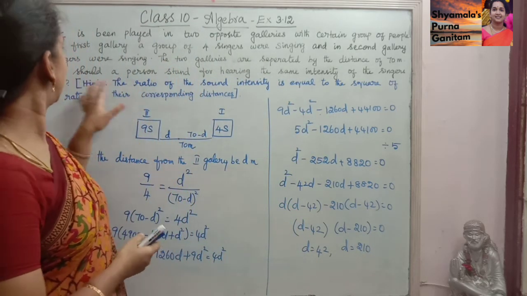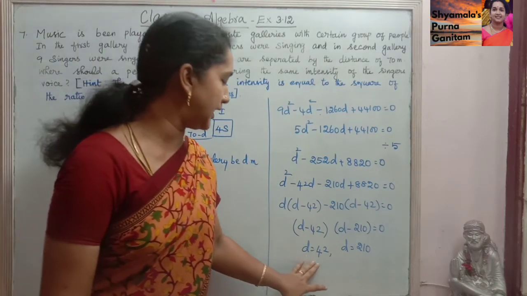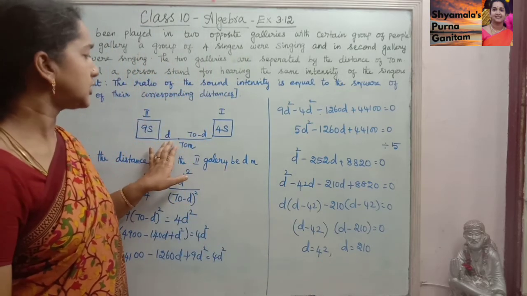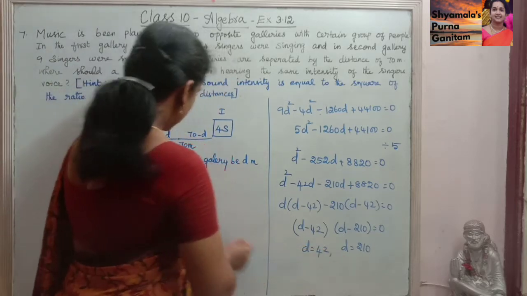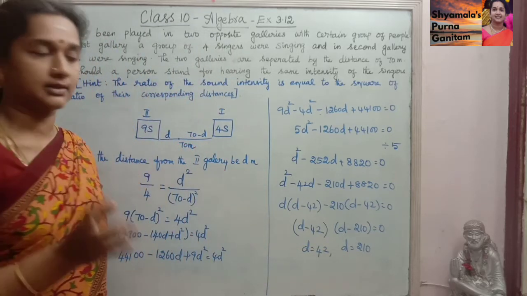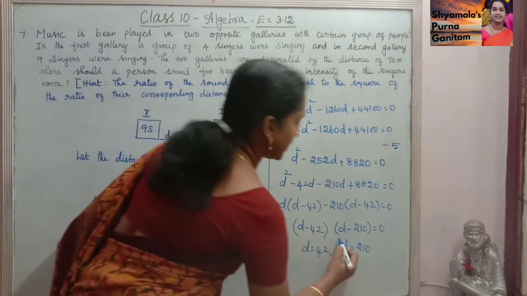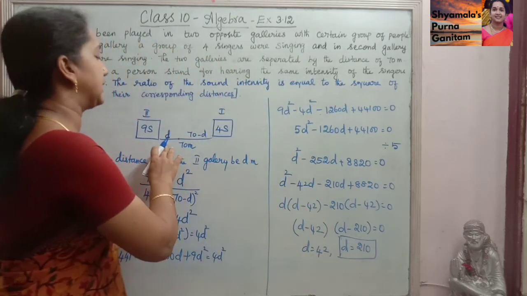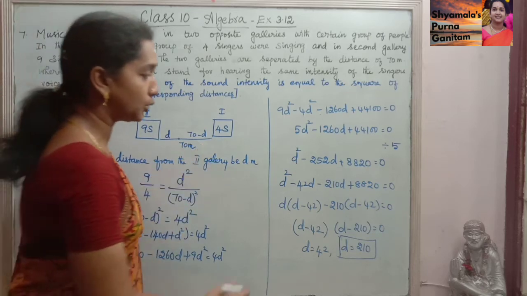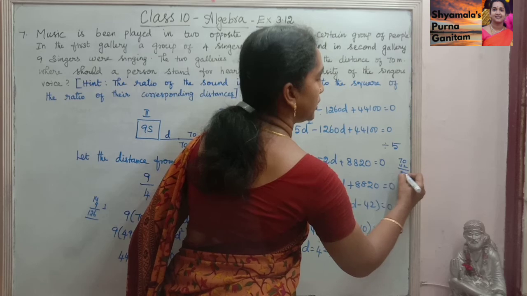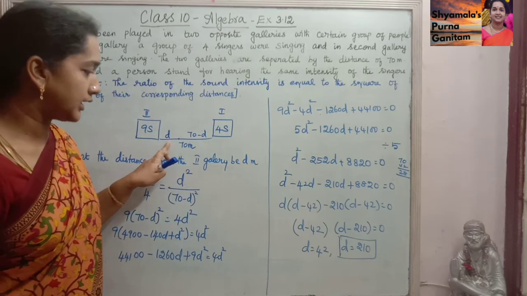Okay, so now where should a person stand for hearing the same intensity of the singers? If d is 42, then the other distance is 70 minus 42. The distance is given as only 70 meters, so this distance 210 is not possible. So we'll take d as 42, and 70 minus 42 is 28. Okay, so the distance is 42.